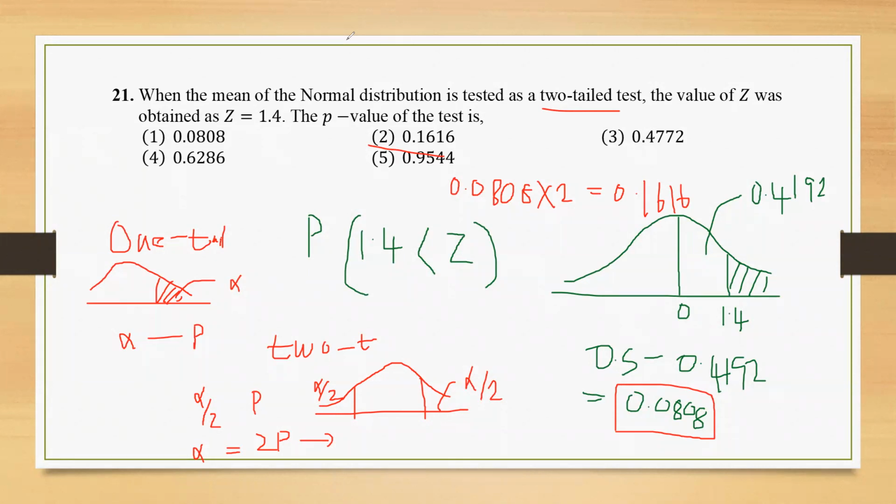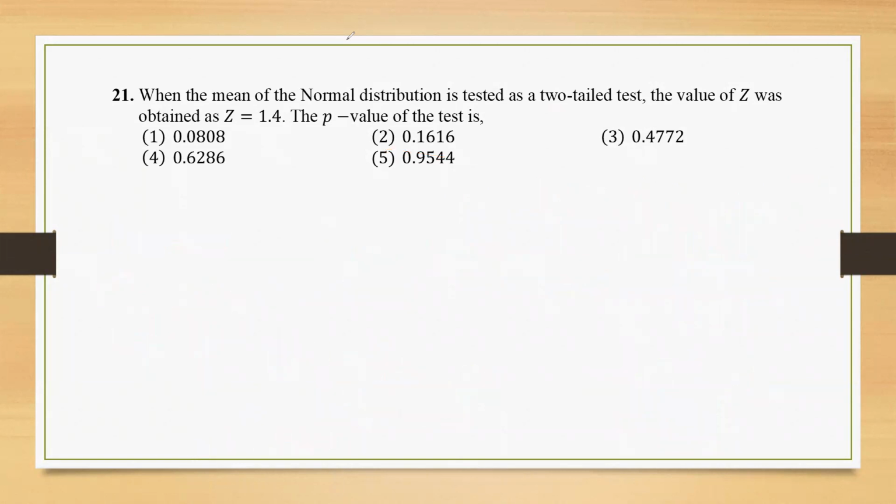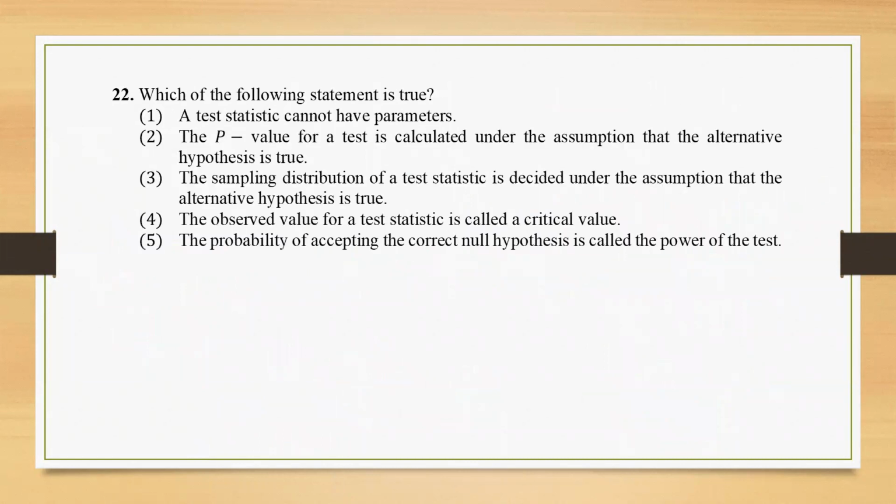Then the next question, that is 22nd. Yes. So again, you need to find the correct statement. Which of the following statements is true? A test statistic cannot have parameters. So actually it is correct.